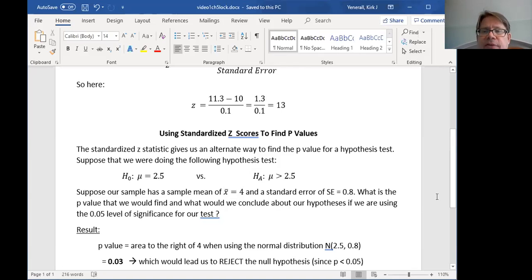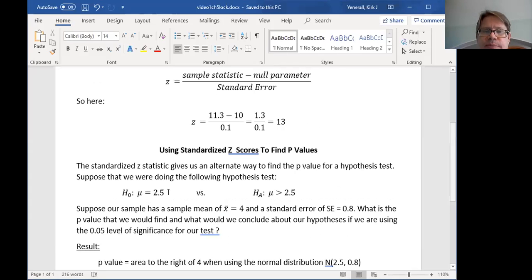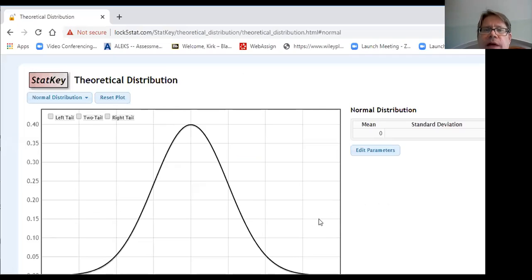The first way of doing it is by going to a normal distribution that is based off of the original ideas. The null hypothesis says that the mean is 2.5. So if the null hypothesis is true, that's the mean of the sample means. And we're also told that the standard deviation of the sample means is 0.8. So one way to find the p-value for this test is we can go to StatKey and create a normal distribution that has those parameters.